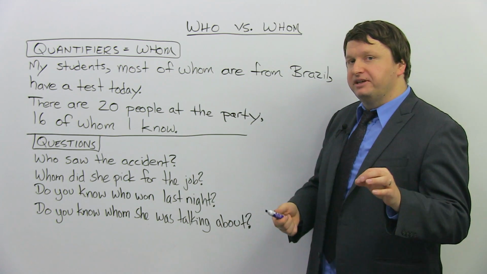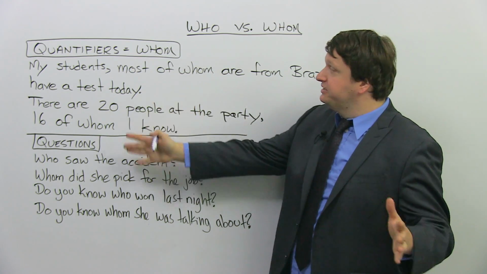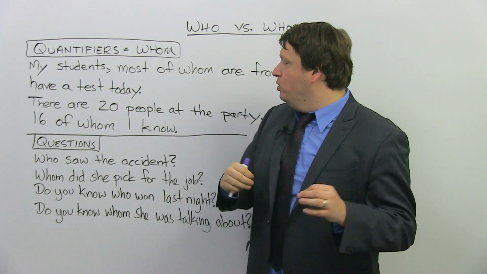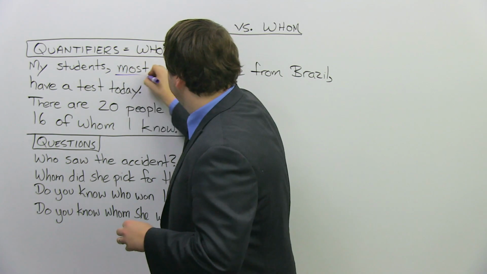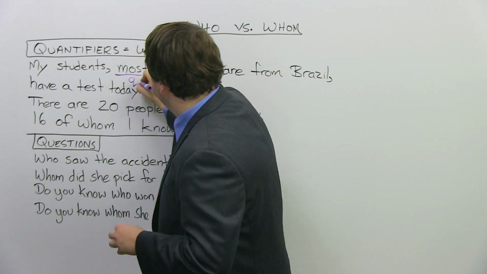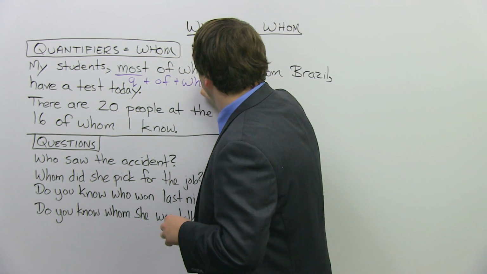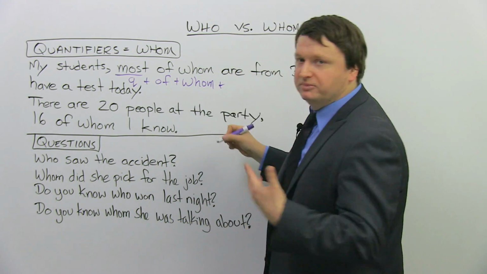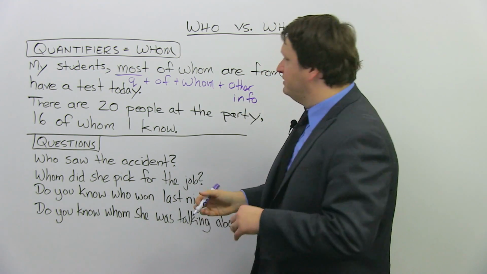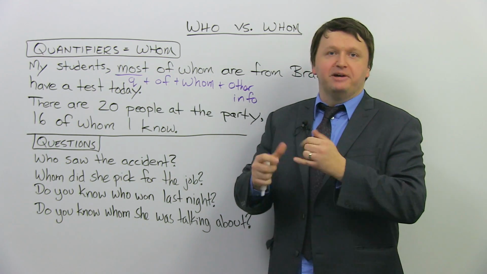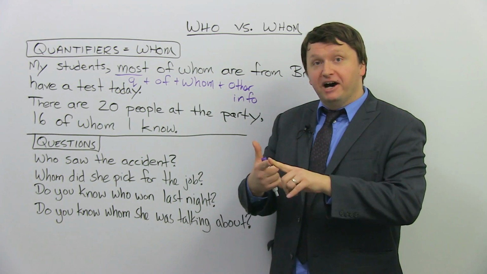And first thing I want to do is explain the formula to you. So when you use this construction, you need your subject. You need a subject like my students or 20 people at the party. So after that, you need a quantifier. For quantifier, I'm just going to put Q plus of plus whom plus other info. So it's always most of whom, some of whom, 3 of whom, 2 of whom, 30% of whom.